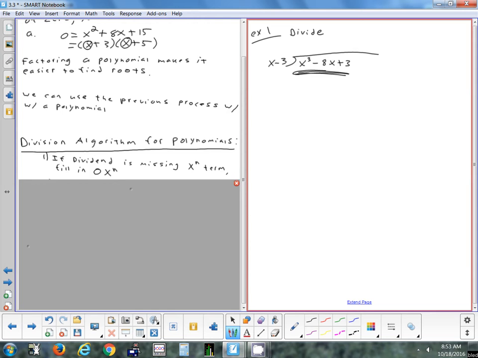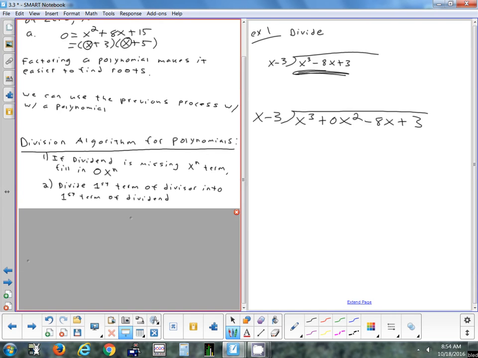If I don't, when I start doing this, I'm not going to have a place to put any of the squared terms. Because the goal here is to line things up in columns, like terms. So we're going to make sure we have a column for each term. So I'm just going to rewrite it: x cubed plus 0x squared, and keep everything else the same. Any questions on the first step?